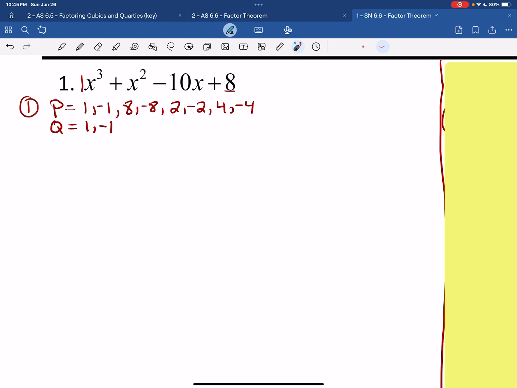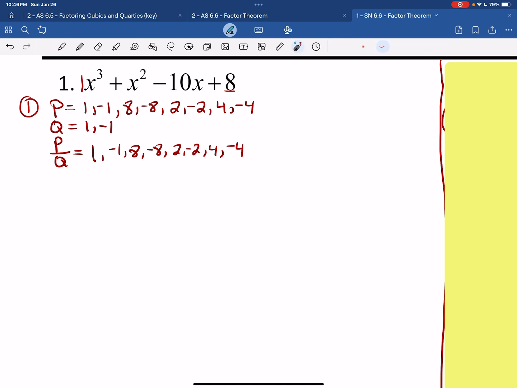Lastly, in step 1, we're going to find all of the fractions. I'm going to take 1 and divide it by 1 and get 1. Then I'm going to take negative 1 divided by 1 and get negative 1. Then I'm going to take 8 and divide it by 1 and get 8. Hopefully you can see that whenever I divide by 1, I just get the same thing, so I'm going to go ahead and rewrite the rest of this list.